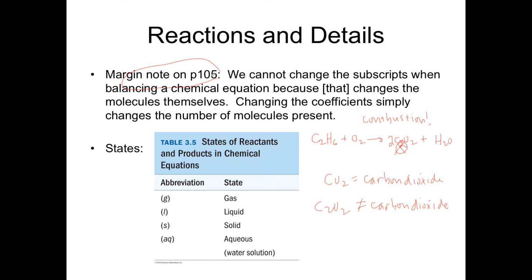So again, the margin note on page 105 says we cannot change the subscripts when balancing a chemical equation because that changes the molecules themselves, right? That's not CO2 anymore, or it's not carbon dioxide anymore. Changing the coefficients simply changes the number of molecules present, okay?